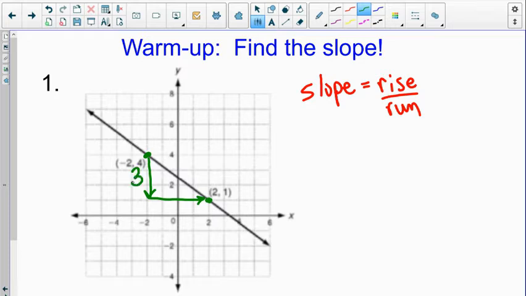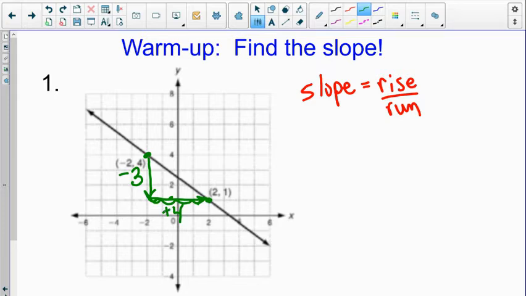Now, I went down 3. But because I'm going down, think about the rise. Rise typically means to go up, so that would be a positive rise. But when I go down, that makes it a negative rise, a negative value. The run, I'm going from left to right, and as I count here, it's 1, 2, 3, 4 units. Because I'm going to the right, think about the x-axis, to the right is positive values. So my run is +4.